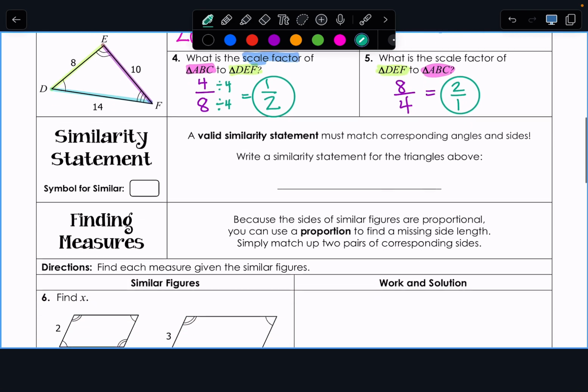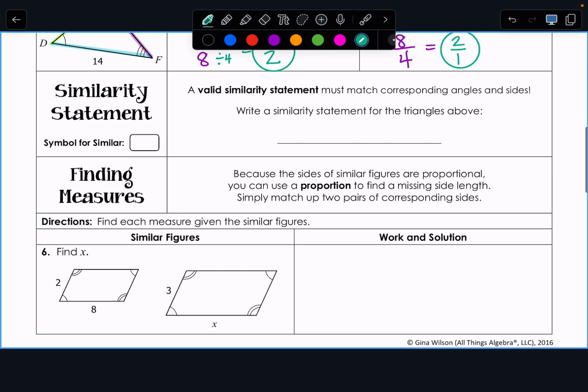Okay, now, we've got some cool symbols, okay? You know that squiggle over the congruent sign? If it's by itself, it means similar. So if I write triangle ABC and I have this squiggle and triangle DEF, that means similar, okay? Same shape, different size. I will let you do that, okay?